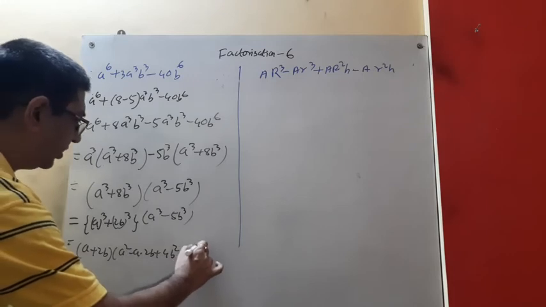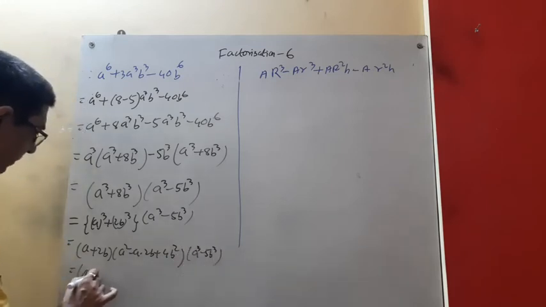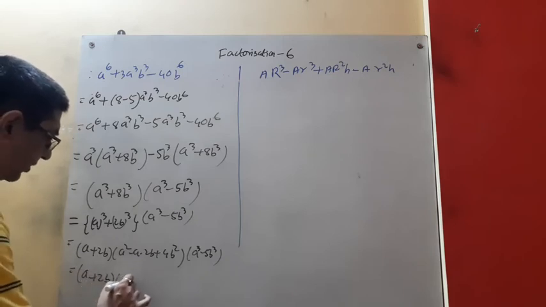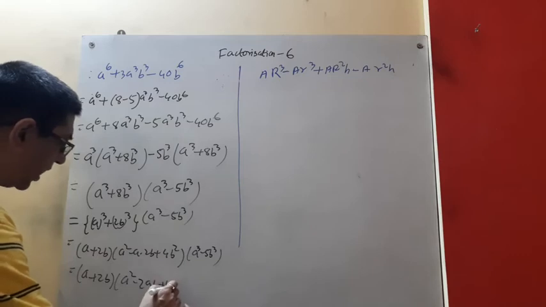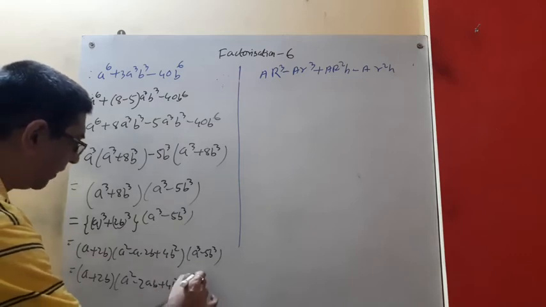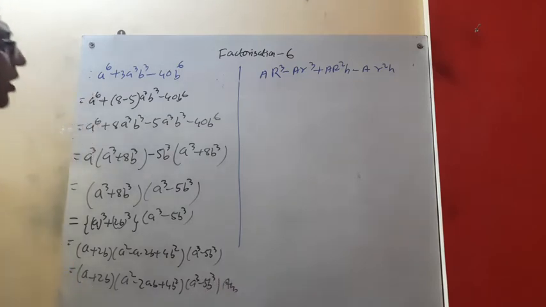And this one is a cube minus 5b cube. So what are we getting? A plus 2b into a square minus 2ab plus 4b square. And this is a cube minus 5b cube. This is the answer. Right? Okay, so this is the answer.